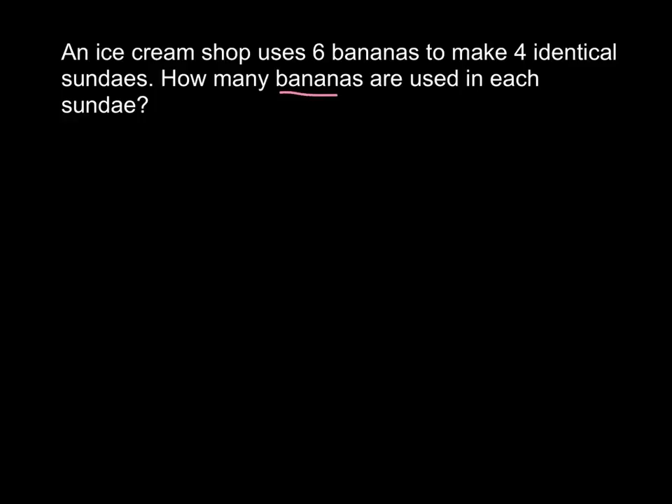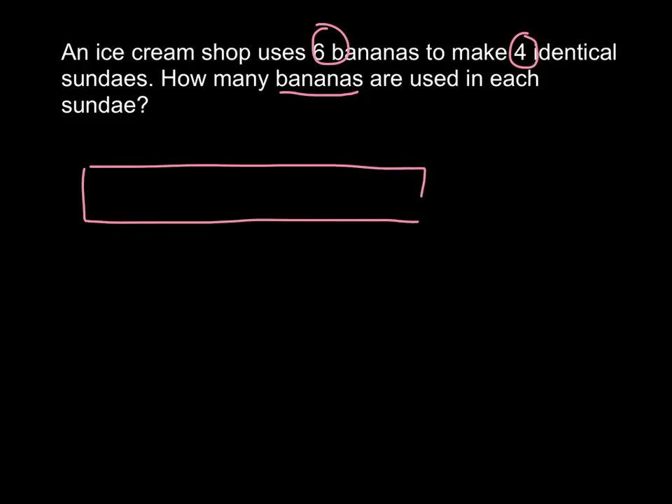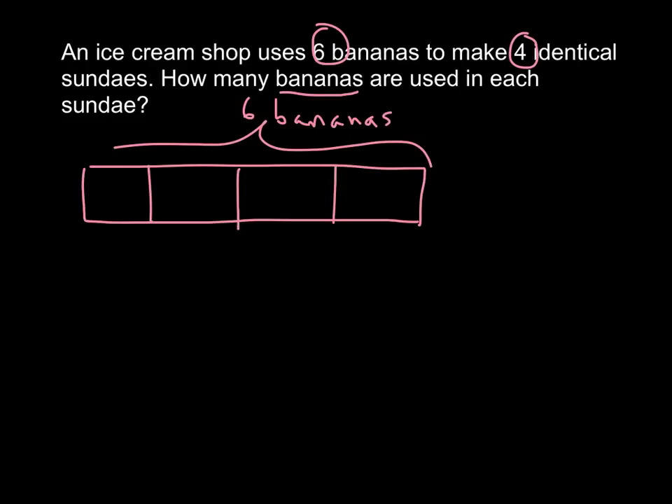I'm going to visualize the bananas because that's what our question is about. And I know I have 6 bananas, and I'm going to make 4 identical sundaes. So in my mind, I'm seeing those 6 bananas, and they're going to have to be used in 4 sundaes. So I am thinking that my whole is going to be 6 bananas, and I have to divide them up evenly among 4 sundaes. And I want to find out how many bananas will go in each sundae.